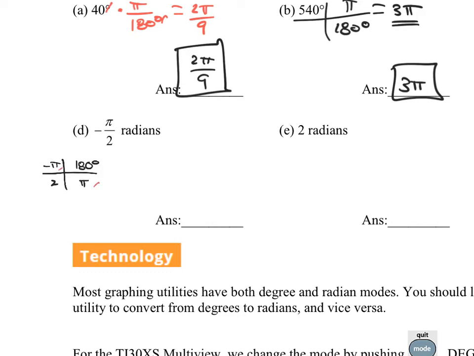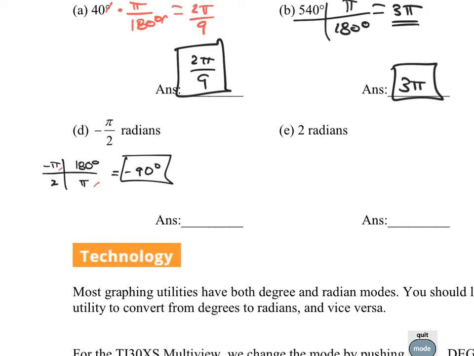So in my calculator, I'm going to use the n over d button. I'm going to type in negative pi, make sure you hit the negative button, not subtraction, over 2. I'm going to hit the right arrow, and then I'm going to go times the n over d button again, and I'm going to do 180 over pi, hit enter, and I'm getting negative 90. So this would be negative 90 degrees.